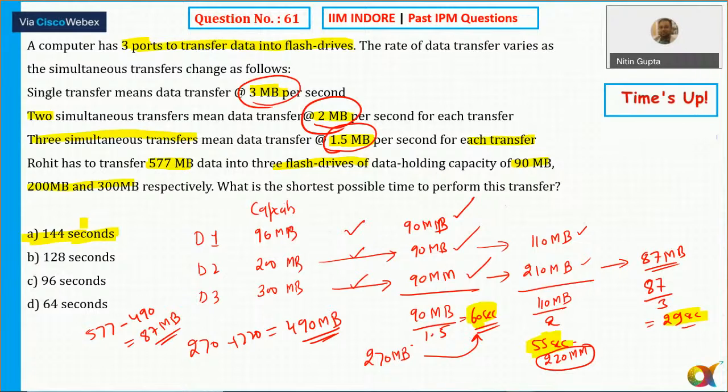Let me see if anyone has got the correct answer. No, no one has got the correct answer. The correct answer is 144 seconds. It's a very interesting question. It's a basic concept of time and work only, nothing new.